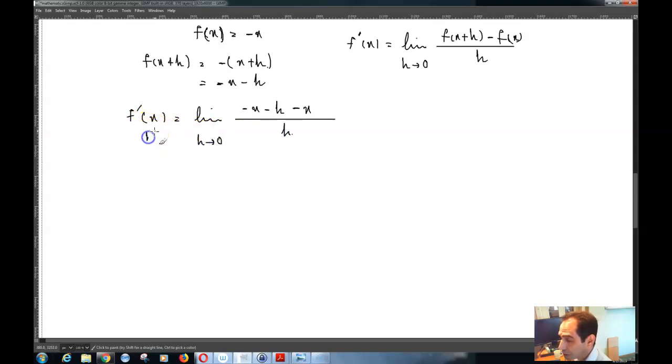And as h tends to 0. So if you cancel out, then you can write this as the limit of negative 2x minus h over h as x tends to 0.